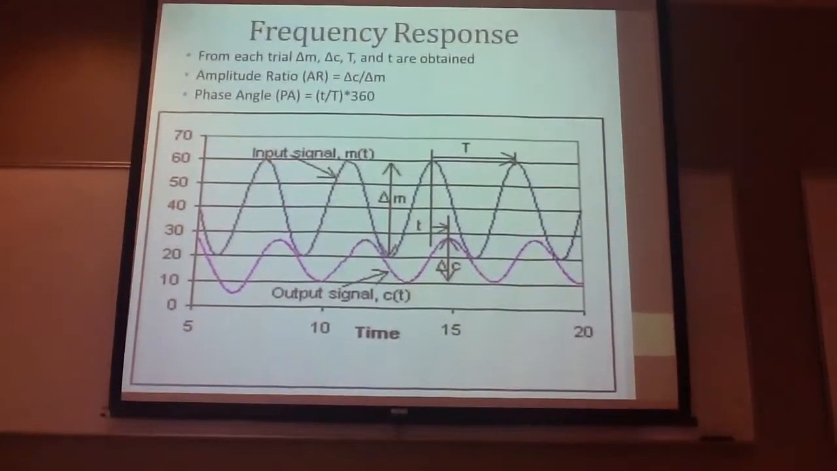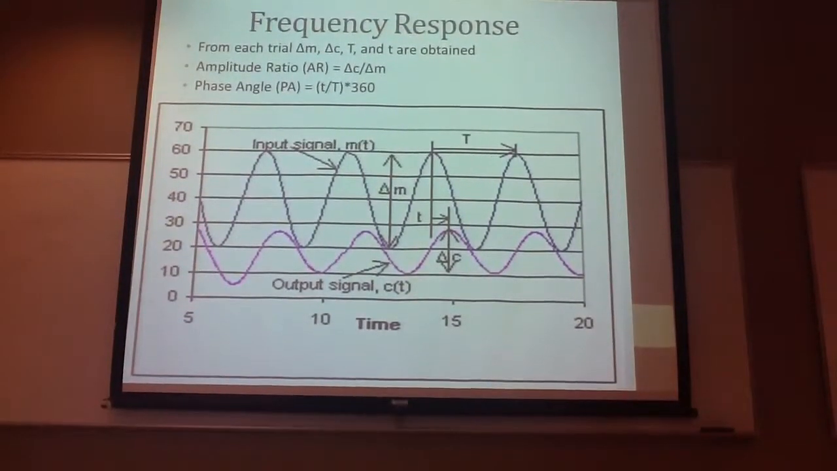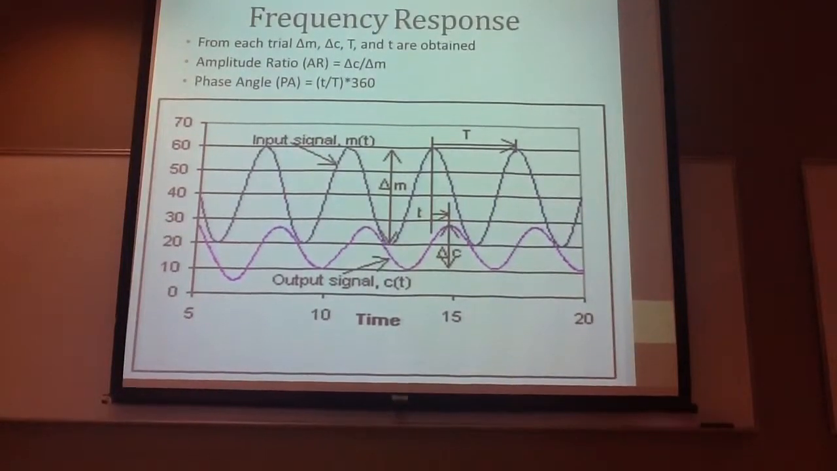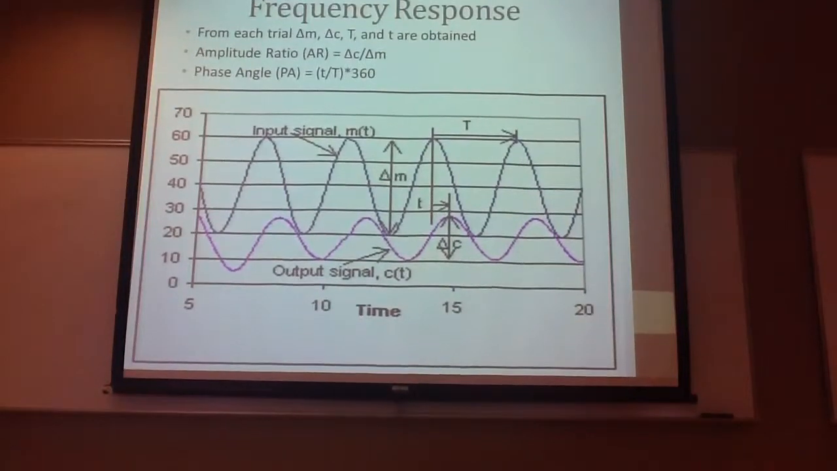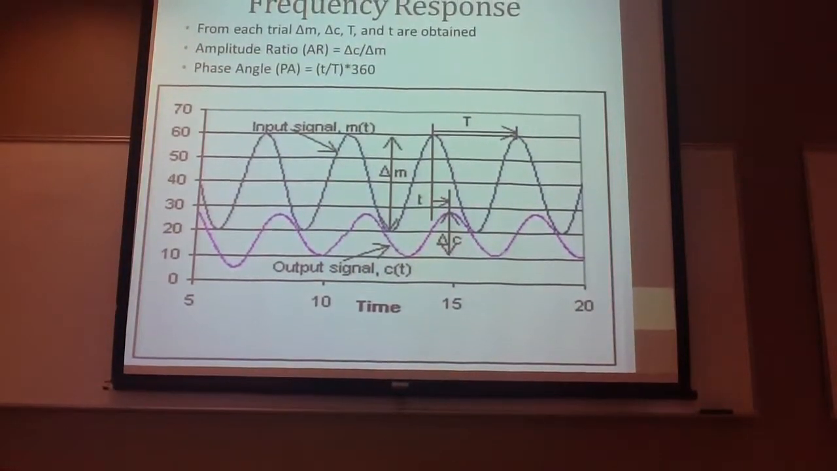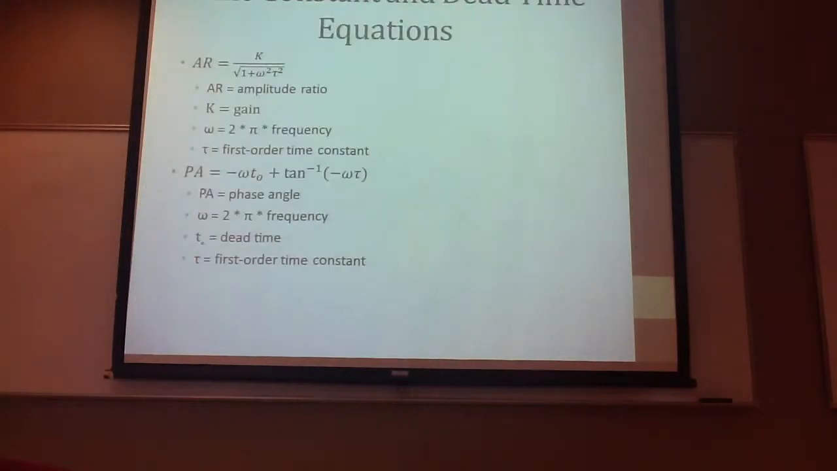And this is a diagram of how you get your delta M, your delta C, your period, and your T. From that, you can get your amplitude ratio and also your phase angle. These are a few equations that we use to calculate those. AR stands for amplitude ratio. K is your gain. Tau is your first order time constant. And PA is your phase angle.